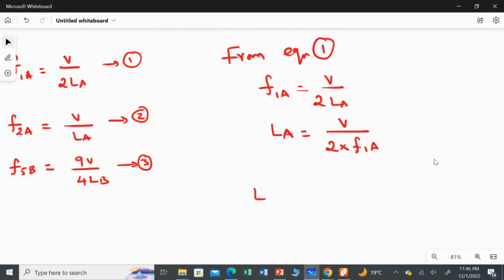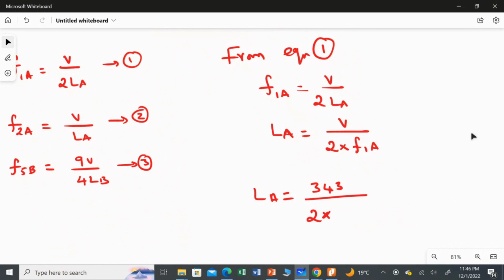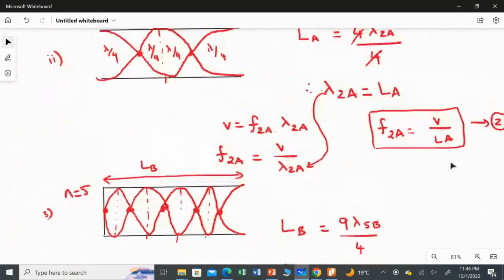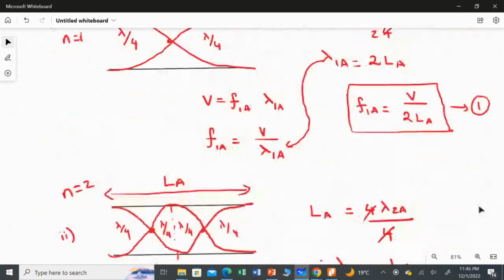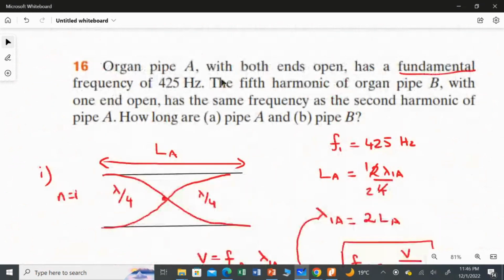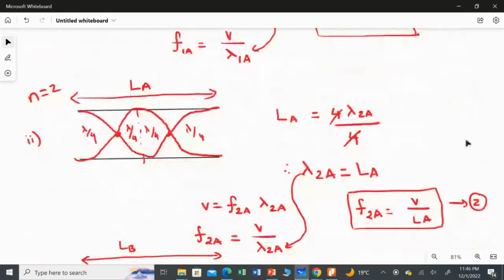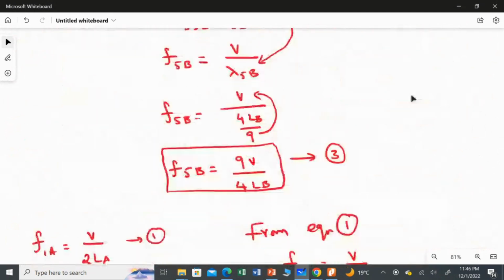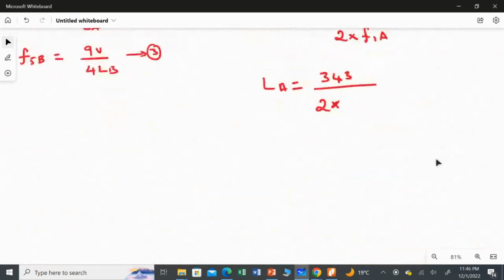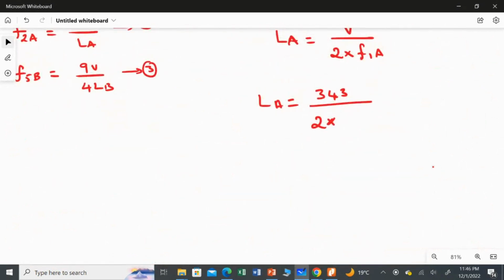So in this place, I'm going to substitute 343. So 343 is the speed of sound in air, over 2 times the fundamental frequency. What is the fundamental frequency? They mentioned it in the question, I think it's 425, right? Better we go back and have a look one more time. So I think the fundamental frequency is 425 hertz, right? Fundamental, I already told you many times, means n is equal to 1, right? So I have to substitute 425 here.